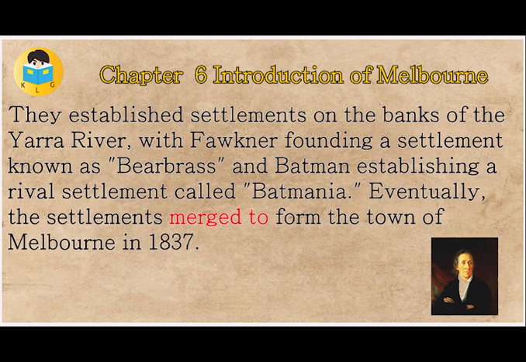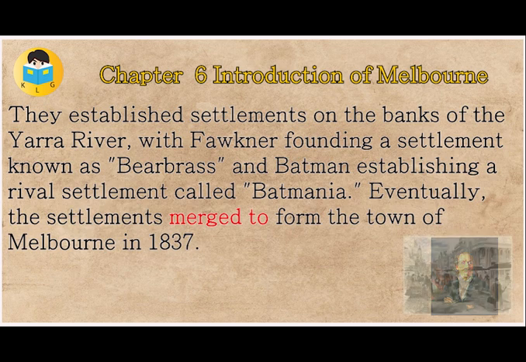They established settlements on the banks of the Yarra River, with Fawkner founding a settlement known as Bearbrass and Batman establishing a rival settlement called Batmania. Eventually, the settlements merged to form the town of Melbourne in 1837.